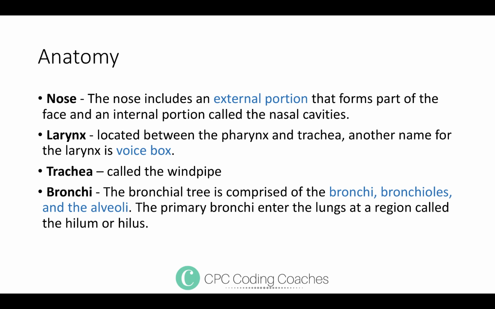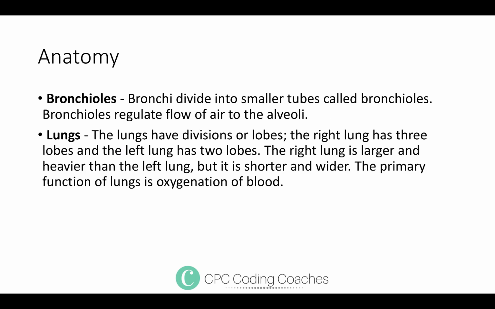Let's talk a little bit more about the anatomy. The nose includes an external portion that forms part of the face and an internal portion called the nasal cavities. Then you have your larynx, located between your pharynx and your trachea. Another name for your larynx is your voice box. Your trachea is called your windpipe. There are bronchi. The bronchial tree is composed of bronchi, bronchioles, and the alveoli. The primary bronchi enter the lungs at a region called the hilum or hilus. Bronchi divide into smaller tubes called bronchioles. Bronchioles regulate flow of air to the alveoli.